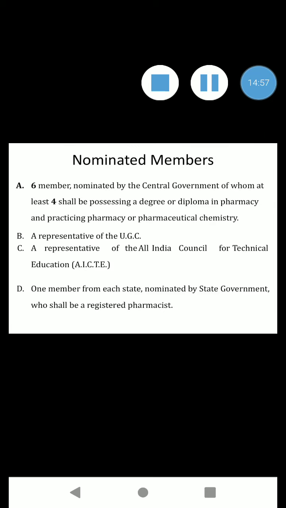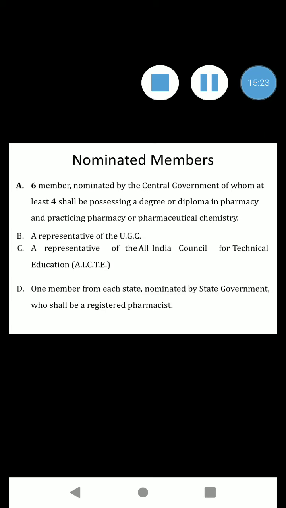Then six members are nominated by the central government, and at least four shall be registered pharmacists. Then one member from each state is nominated by the state government, and he shall be a registered pharmacist.